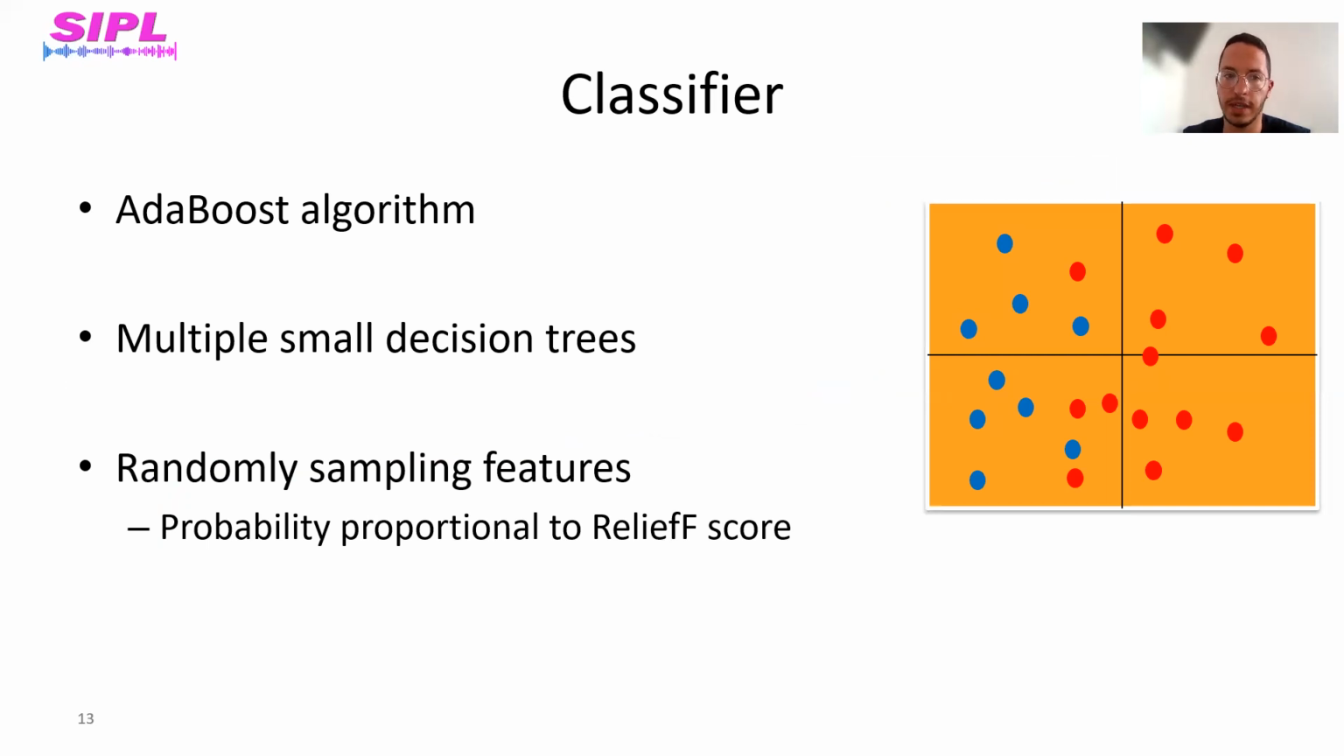Now, our classifier was AdaBoost. The AdaBoost algorithm takes many classifiers and does some sort of a weighted majority vote between them to determine the class of each sample. Our classifiers were small decision trees with randomly selected features from our set of features with a probability proportional to the ReliefF score, meaning that a feature that had bigger weight was more probable to be selected as a feature to a decision tree.